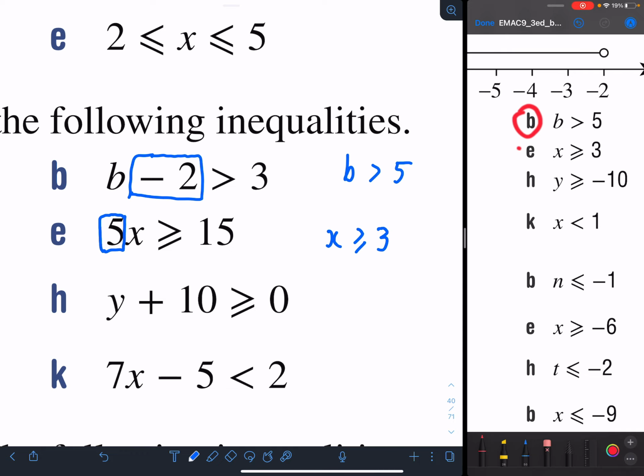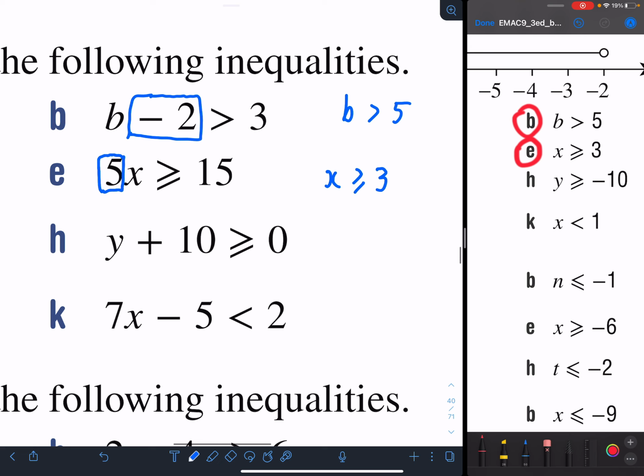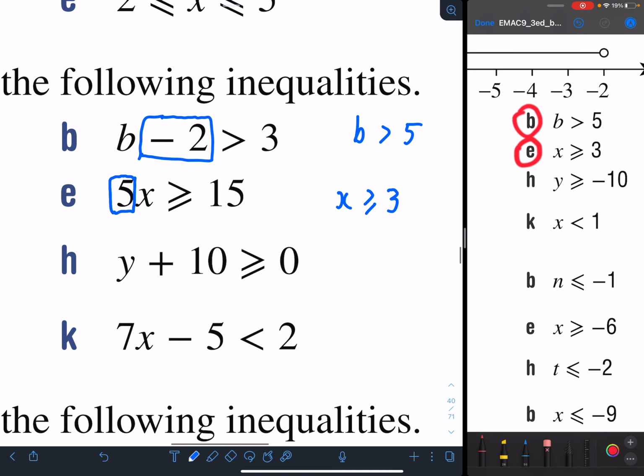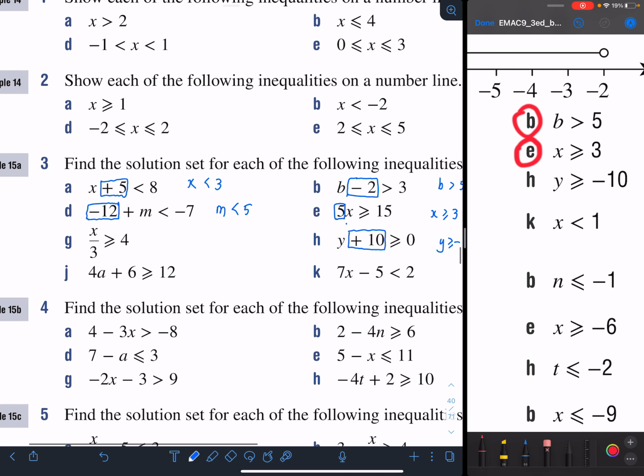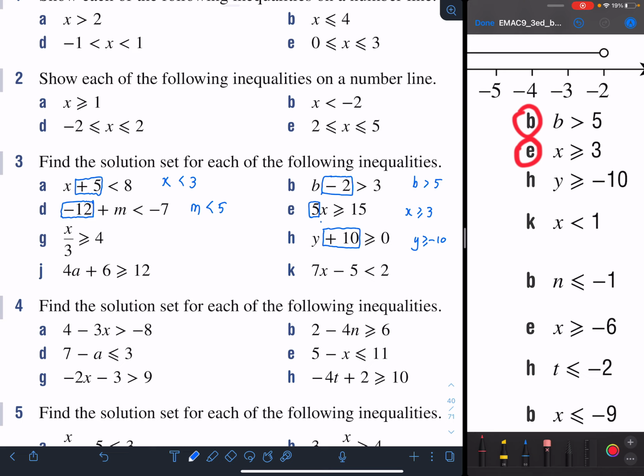Question H. We've got y plus 10 is greater than or equal to 0. Again, we need to do the opposite of plus 10, which is minus 10, so we do that to both sides of our inequality. So we've got y is greater than or equal to negative 10. Fantastic. We've just gone through 5 different questions there.